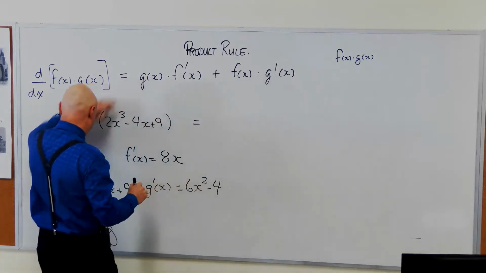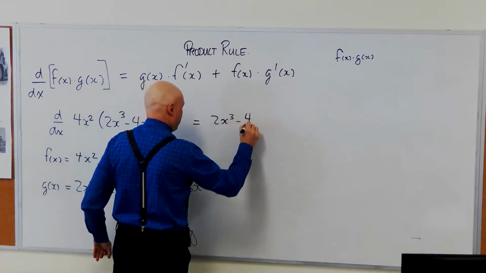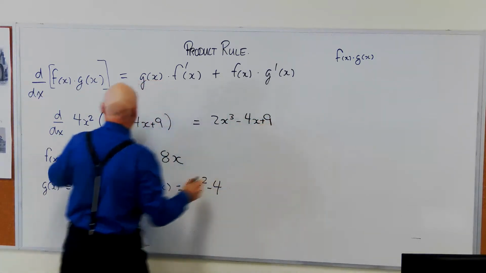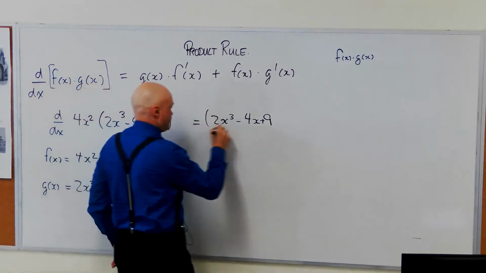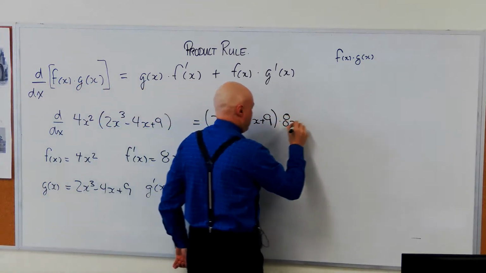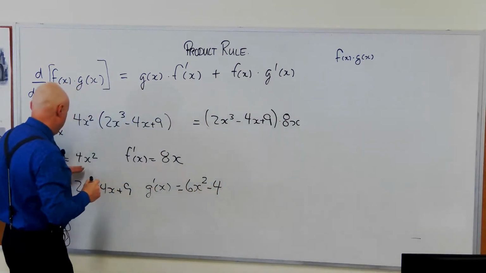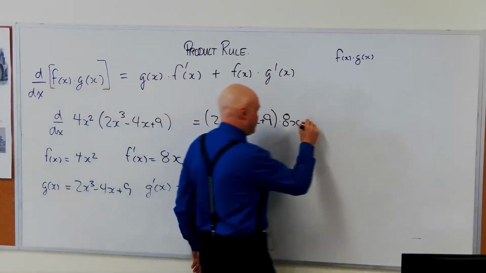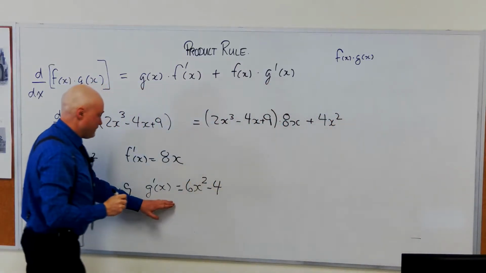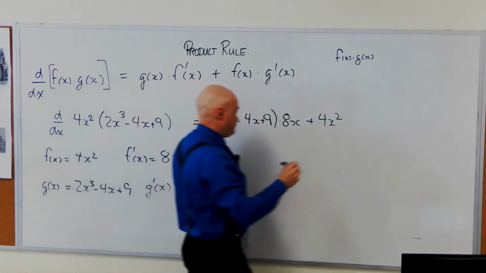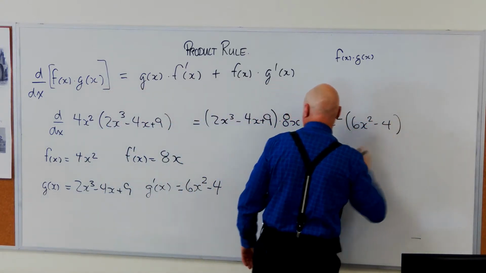So g at x, which is 2x cubed minus 4x plus 9, times f primed at x, which is right here. So that's times 8x. And then f at x, which is just 4x squared. So plus 4x squared times g primed at x, which is 6x squared minus 4.